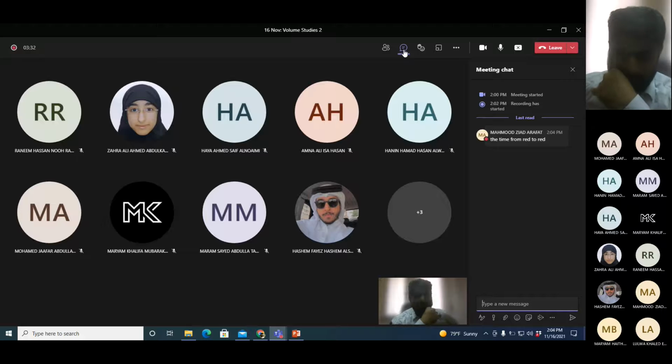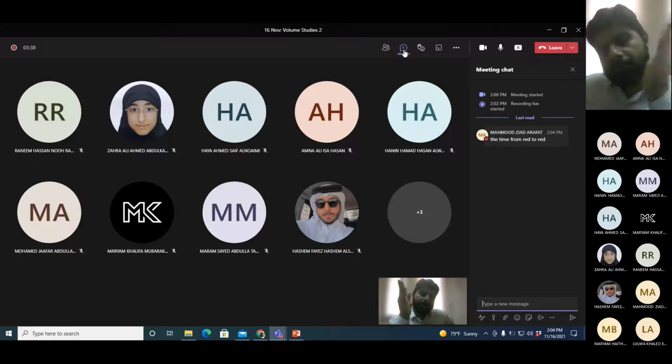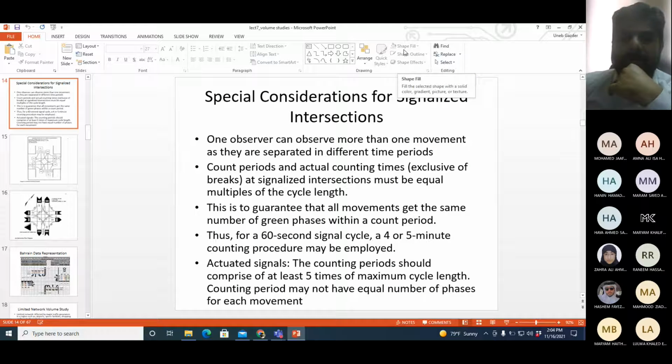Time from red to red, okay, start of red to start of red. Okay, let's be more precise. Start of one red to the start of the next red. That's good. Okay, thank you, Mahmoud. So the counting period, the period for which you will count the number of vehicles, or period for which you will stay on the site, should be a multiple of cycle length. Okay, should be a multiple of cycle length.